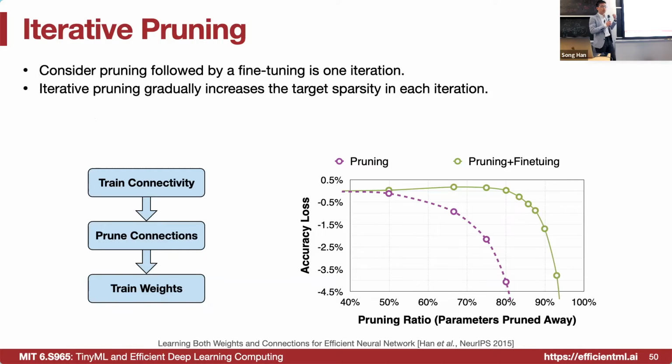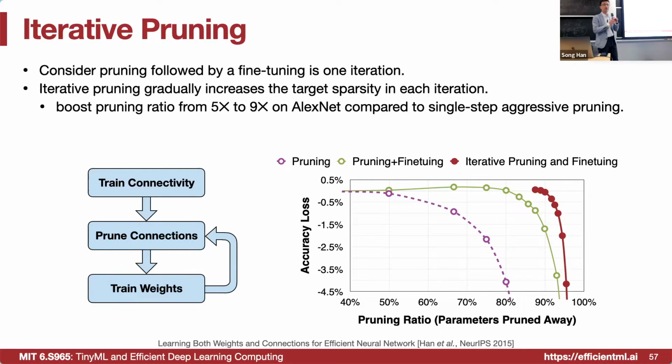A good practice is to not prune the model directly to the target sparsity you want. Let's say my target sparsity is 90%. Do not go to 90% in one step, but go step by step. Prune a little bit and fine-tune it, prune a little bit more and fine-tune again. So we prune 30% and fine-tune, 50% and fine-tune, and then 70% and fine-tune, which is a pretty good practice, such that we can arrive at this red curve rather than this green curve.